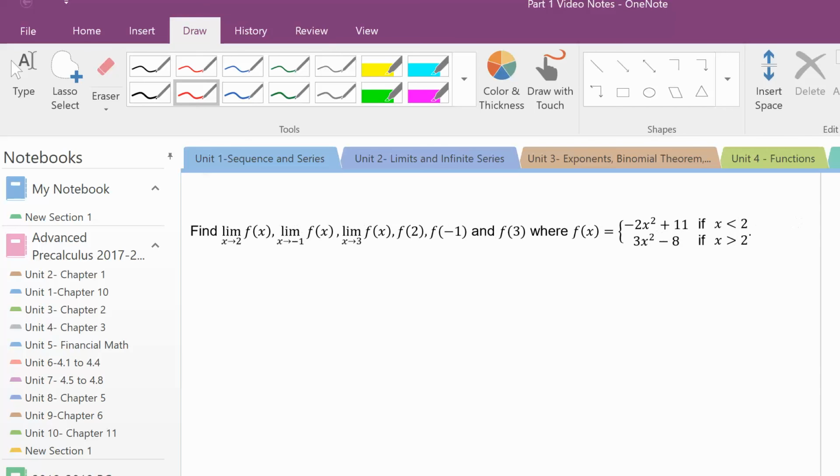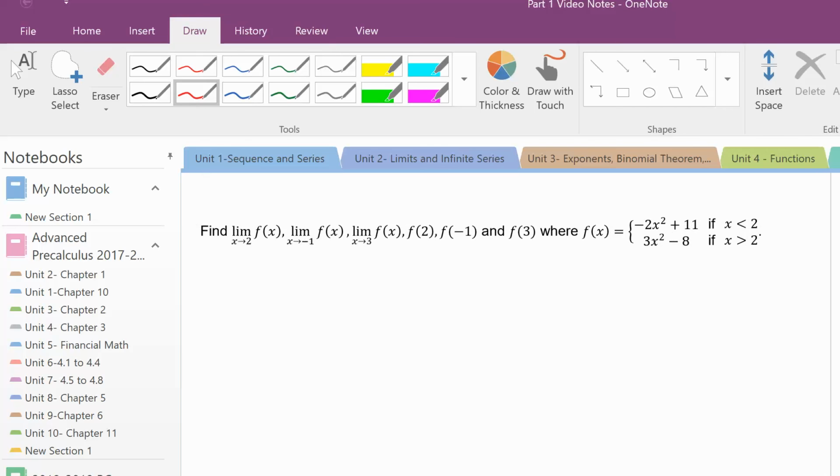Last but not least, we have another piecewise function. So if we're finding the limit as x approaches 2, well, notice 2 is the changing point. It has different rules. From the left, when we put it in the less than, 2 squared is 4 times negative 2 is negative 8 plus 11 is 3. The limit as x approaches 2 from the right, that's when it's greater than. So 4 times 3 is 12, minus 8 is 4.